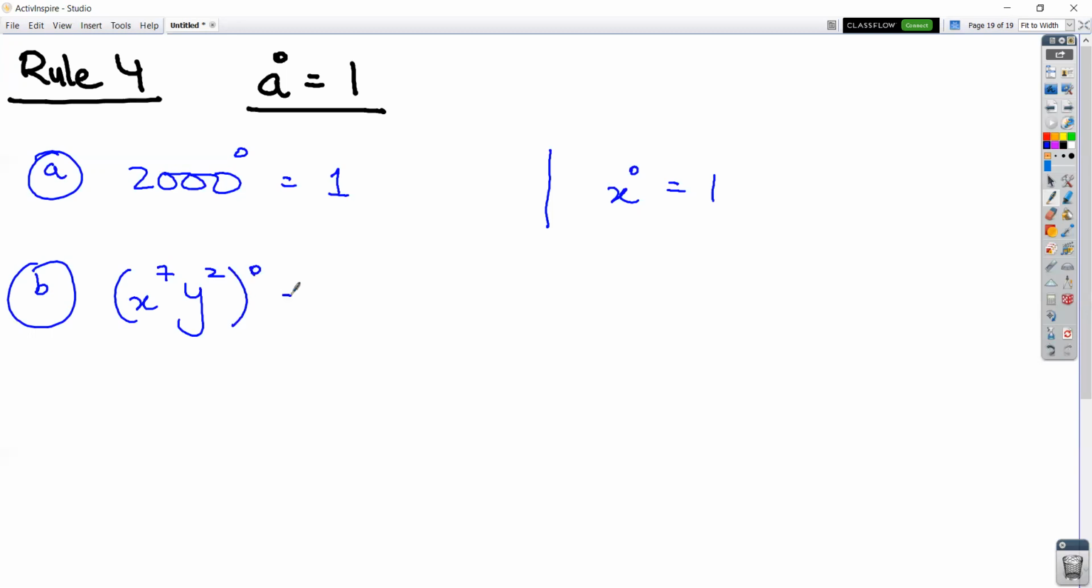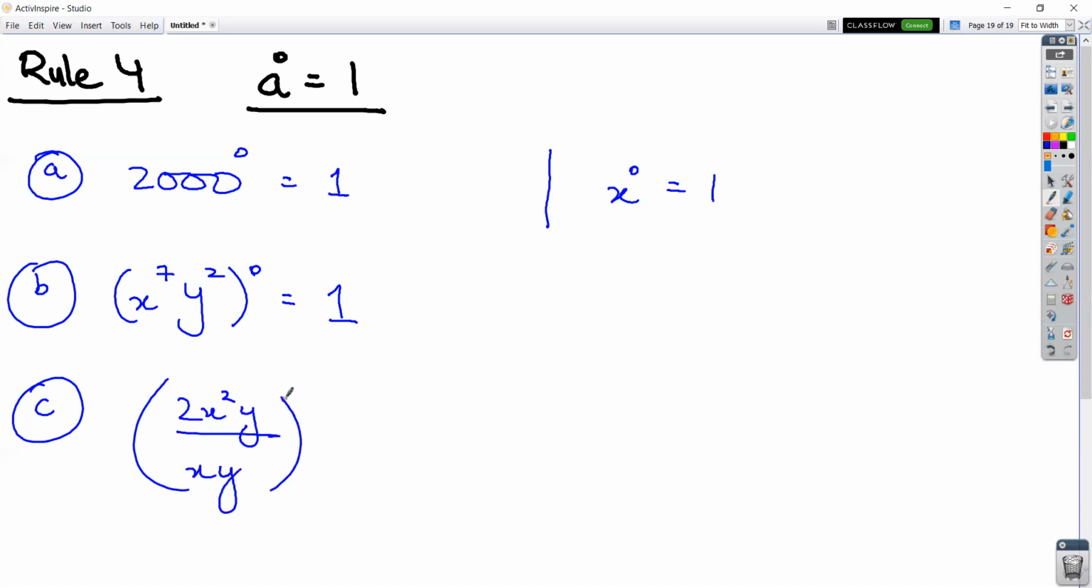Now, for the next one, I'm going to show you x power 7, y squared, whole thing power 0. Again, as I said, no matter what we have inside the bracket, as long as the whole thing has a power 0, the final simplified answer would be 1. Let's say you have terms written in a fraction form, maybe 2x squared y over xy, power 0. Because it's written in a fraction form, it's not changing anything in my answer, and it would still be a 1.